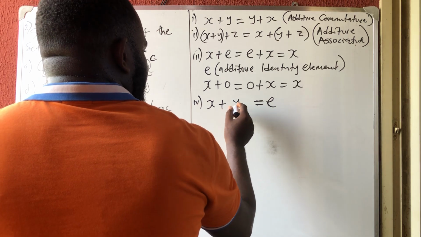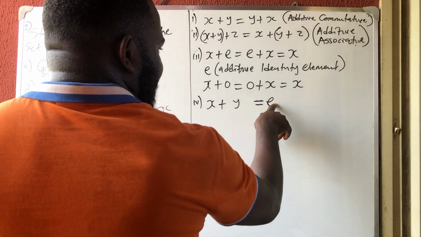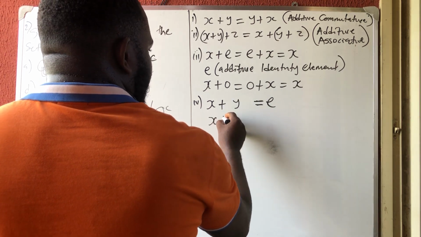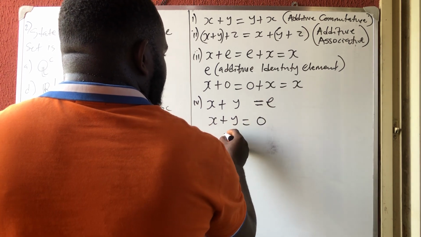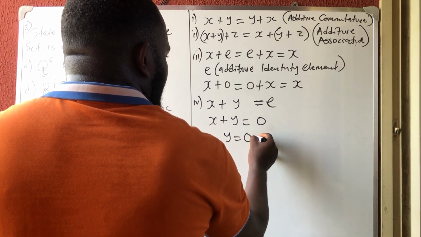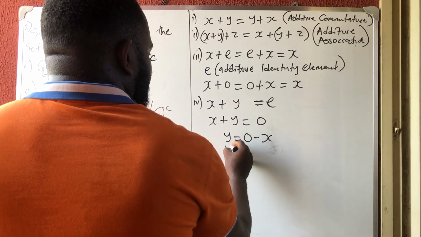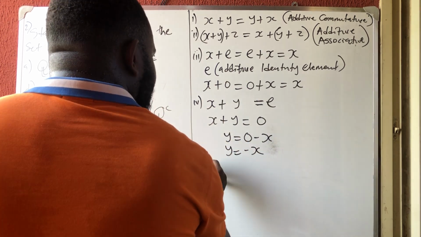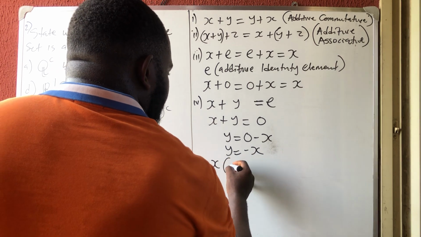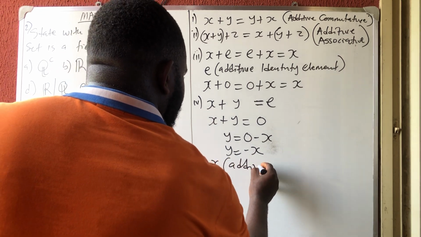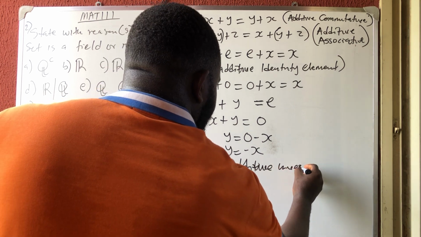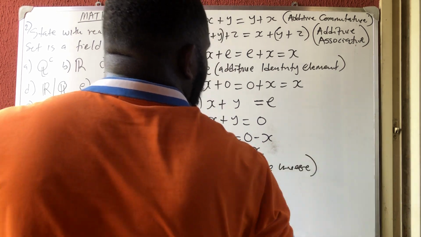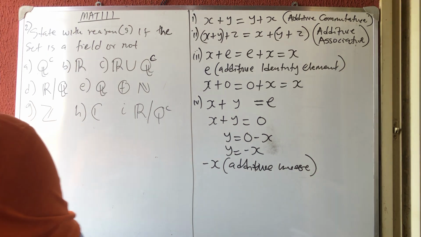So if we look at this now, we know that the identity element for addition is 0. So if x plus y is equal to the identity element, which is 0, then y will be minus x. So minus x is called the additive inverse. This is called an additive inverse.